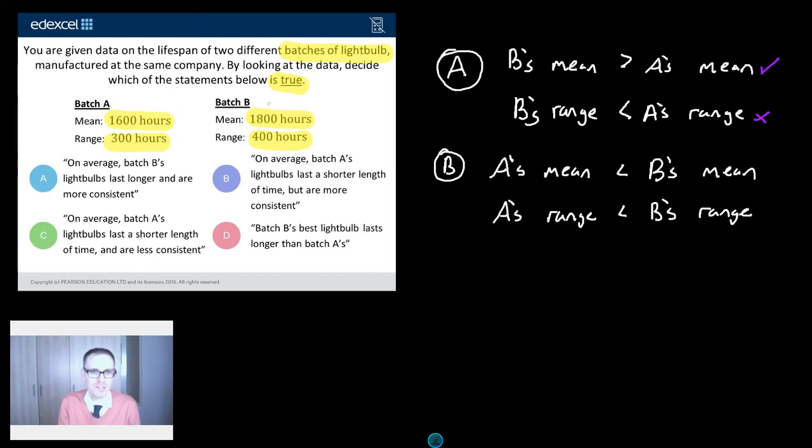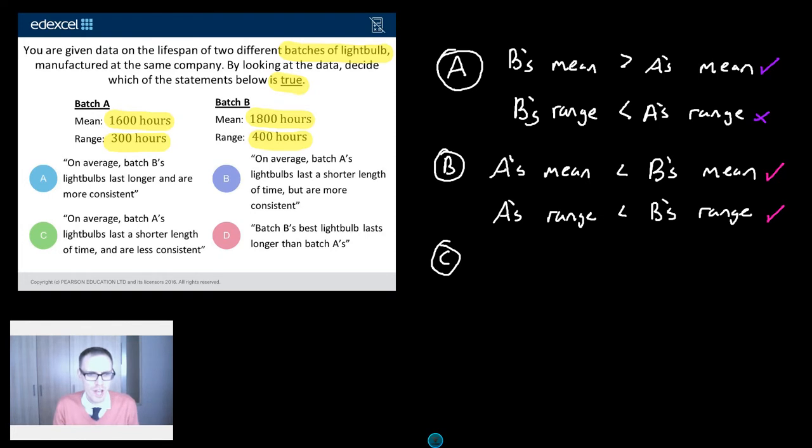A's mean is 1,600, B's is 1,800. Good, strong start. A's range, 300, is less than B's range. Okay, we seem to have our winner. But you know, we're not going to stop there, because who's to say we haven't made a mistake? And we can learn tons of things along the way. So we're all having a good time, aren't we?